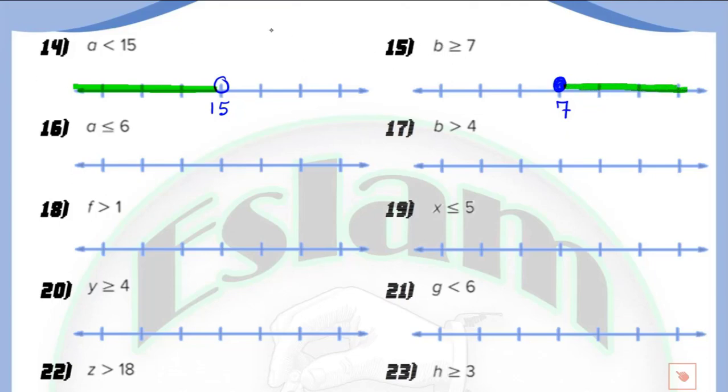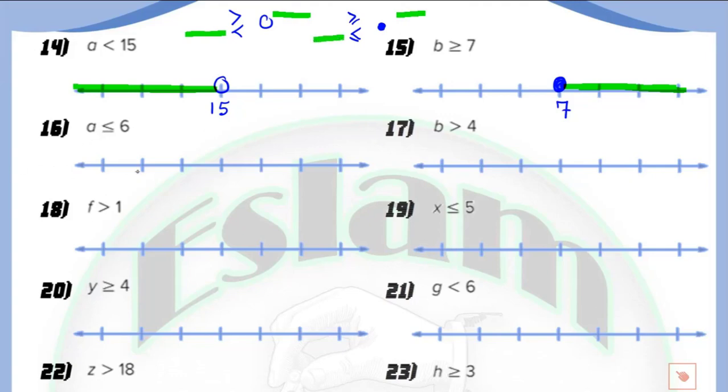So again, one more time. If we have more than or less than, it will be an open circle. But if we have more than or equal or less than or equal, it will be a closed circle. More than only, we shade the part which lies at the right. Less than, we shade to the left. More than or equal, we shade the part at the right. Less than or equal, we shade the part which lies at the left.